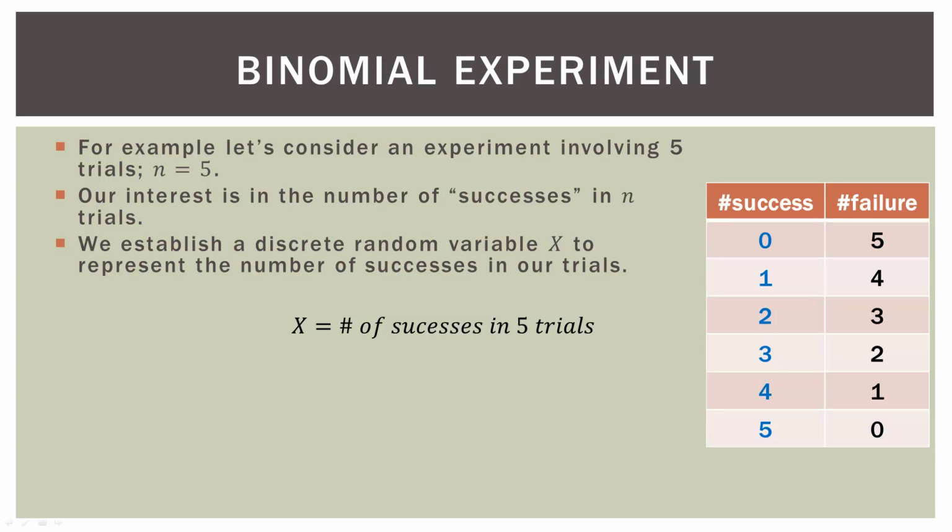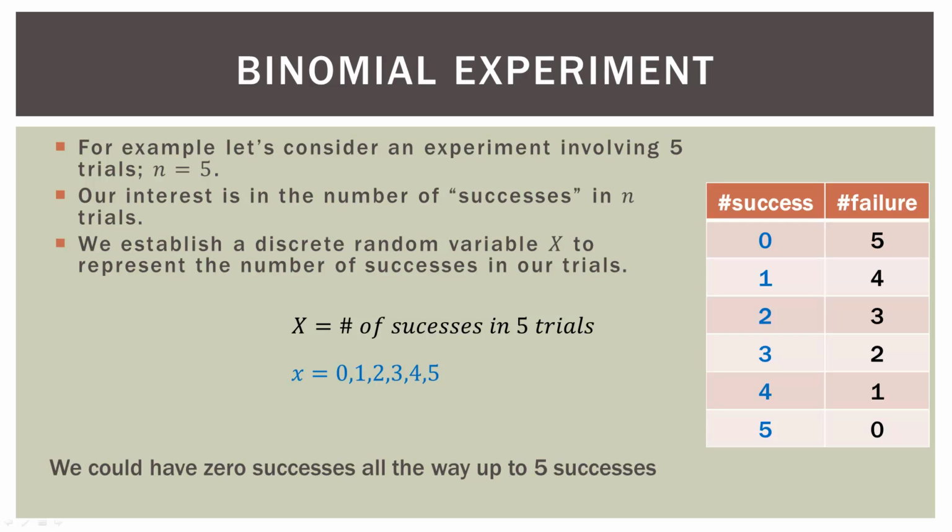And of course, the opposite is the failure. So if we have 0 successes, that means all 5 had to be failures. If we had 3 successes, that means the other 2 had to be failures. So you can kind of see how this works. So the number of successes can take any number, 0, 1, 2, 3, 4, or 5. We could have 0 successes all the way up to all 5 being successes in these 5 trials.